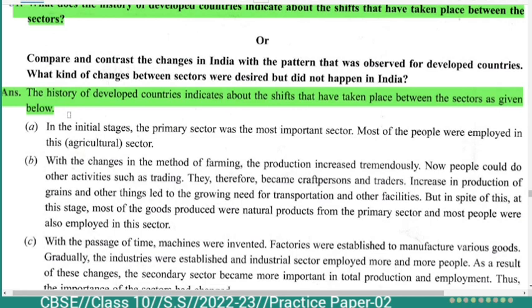With the changes in the method of farming, production increased tremendously. Now people could do other activities such as trading. They therefore became craftspersons and traders. Increase in production of grains and other things led to a growing need for transportation and other facilities. But in spite of this, at this stage, most of the goods produced were natural products from the primary sector, and most people were also employed in this sector.